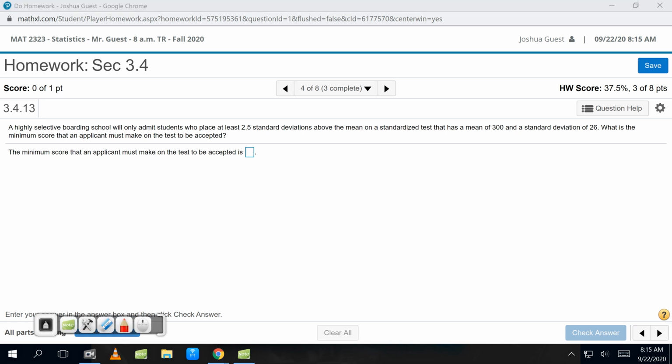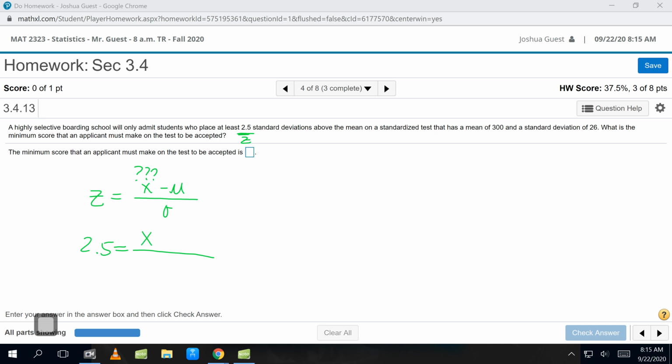Well, the z-score for the test is going to be x minus mu over sigma. Well, we're wanting to know this, right? There's the cutoff score. We know that the z-score is what? This is the z right here. So 2.5 equals the cutoff score, x, minus what's the mu?